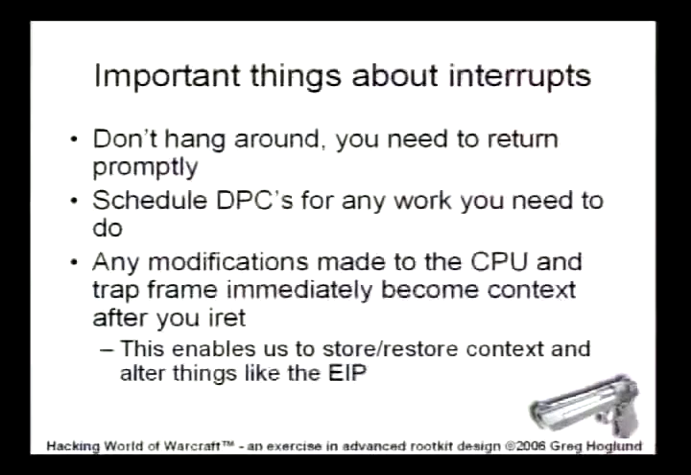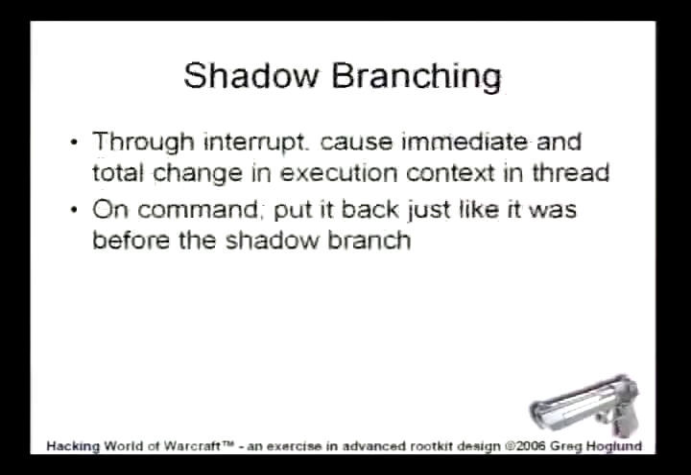Now, we can't do a whole lot of processing when we get an interrupt. We have to schedule a DPC because what we don't want to do is hang around blocking up the computer. So whenever we want to do any sort of processing, we'll schedule a DPC, and then the DPC will take care of the work after this. Any modifications you make to the trap frame or the CPU context will be live when you return with an IRET. So this is how shadow branching works.